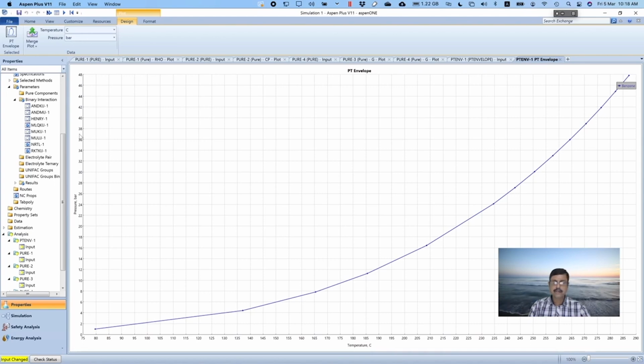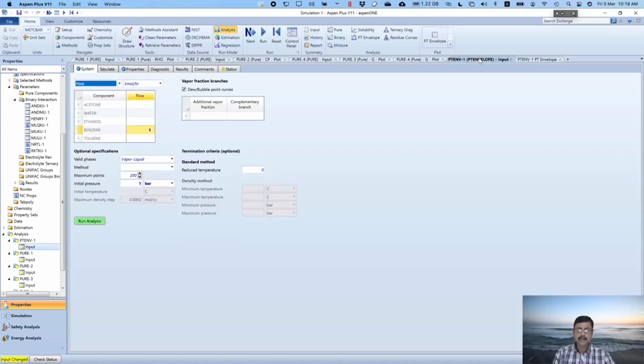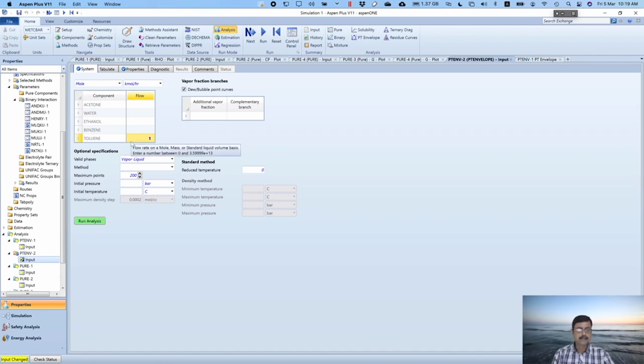Now let us bring the second PT envelope. It is for toluene. So just give 1 kilomole per hour. It doesn't matter, you can give 10 kilomole per hour also, or any number you want. Just you have to mention that it is a pure liquid. That means only one of them is going in, not others.